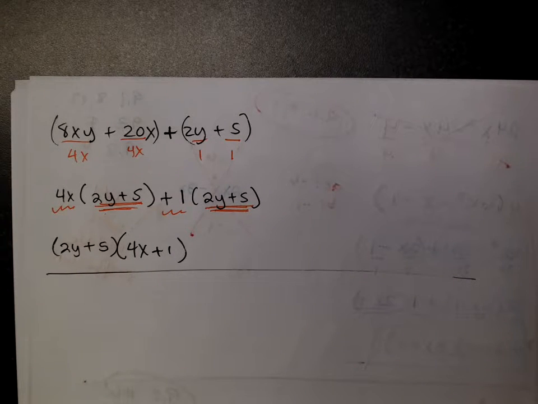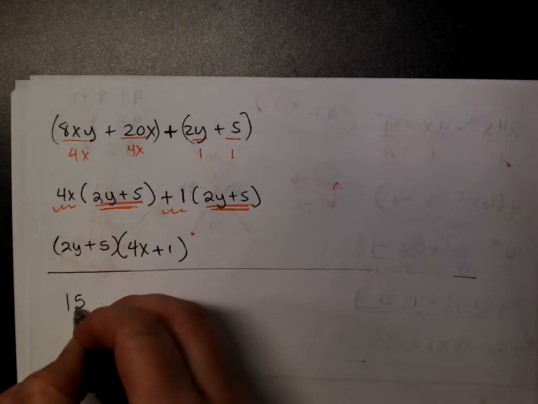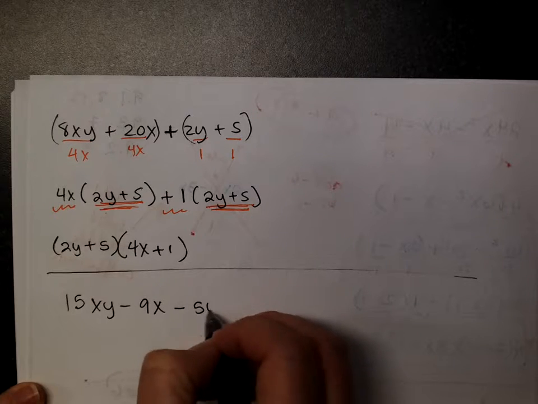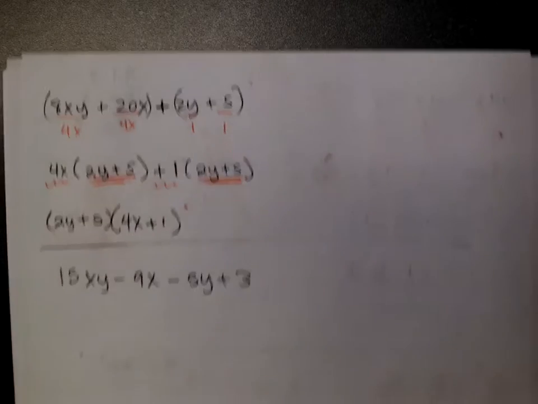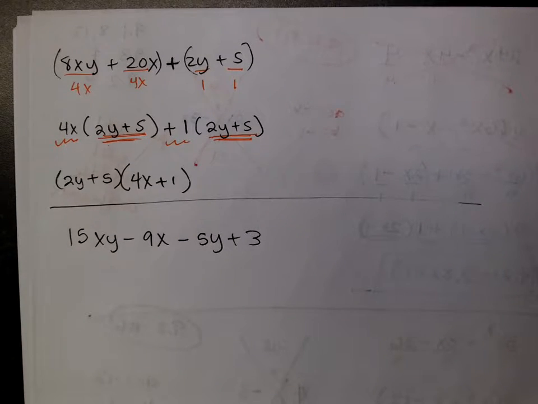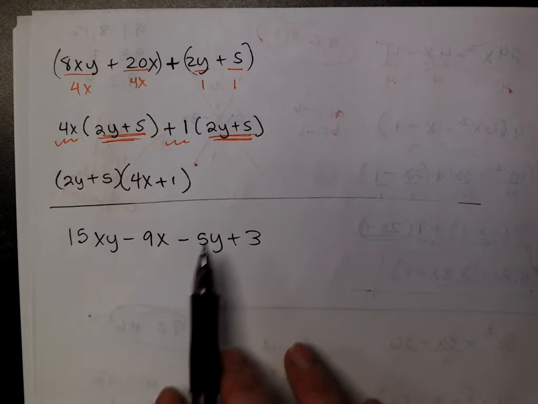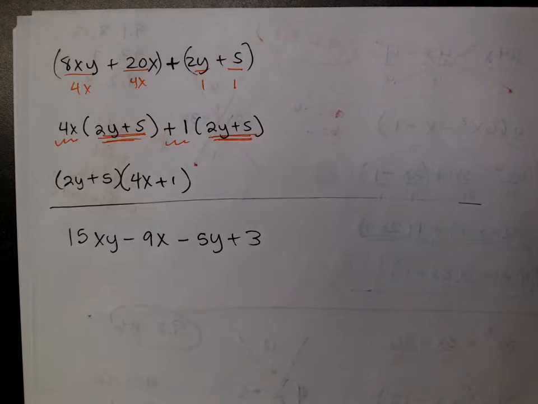Okay. So this is one with a minus: 15xy minus 9x minus 5y plus 3. Is there an overall GCF? No. We can take 3 out of this and this and this, or we can take 5 out of this and this, but there's not one for everything, and they have different variables.